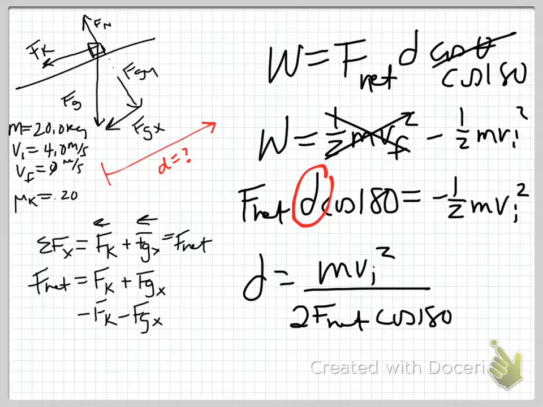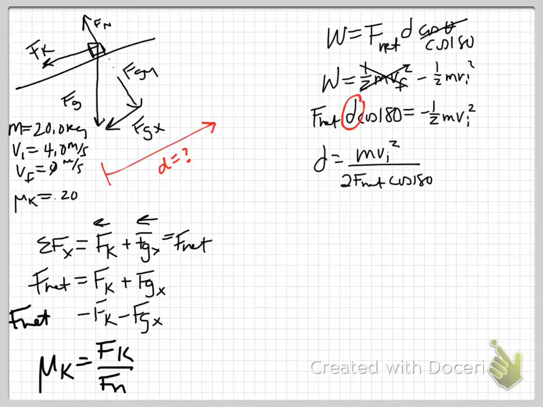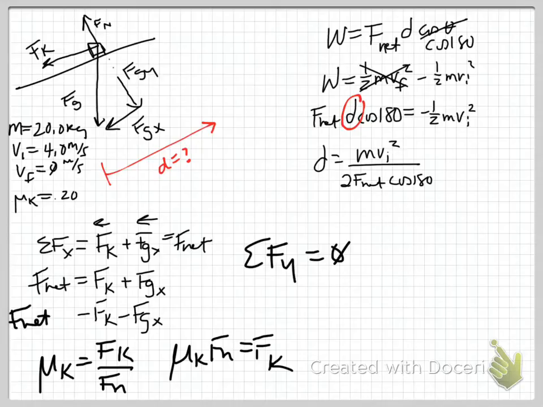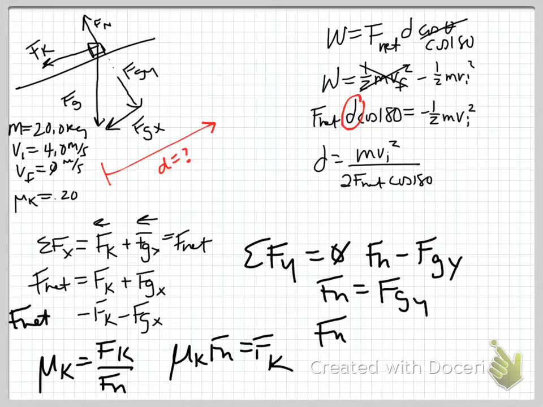Now, to get F net, of course, we have to dig into the mu k. So mu k is equal to Fk over Fn, which means that mu k Fn equals Fk. Well, that's great. That gets me part of it. Of course, I don't know what Fn is. So I have to do a sum of forces on the y, just when you thought it was safe to go back in the water. And that's equal to normal force minus F of g y. So Fn equals Fgy, which means Fn equals mass, gravity, cosine.